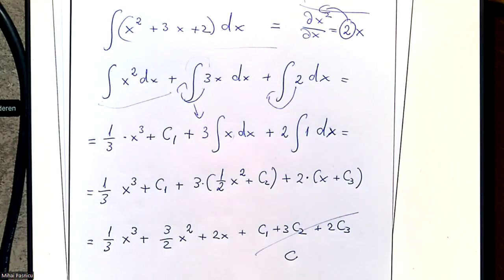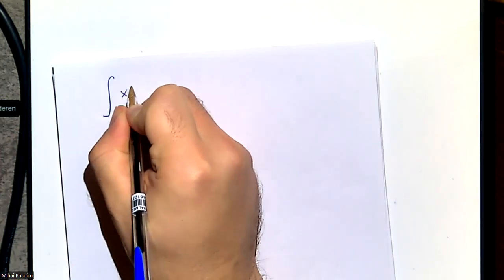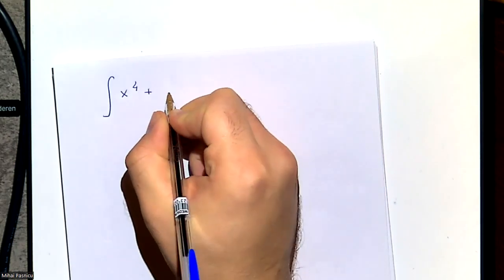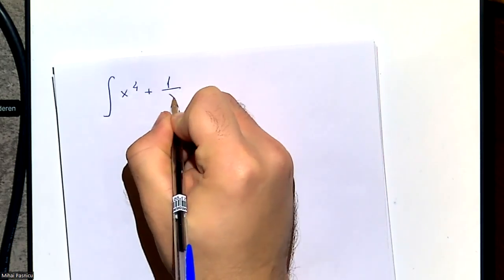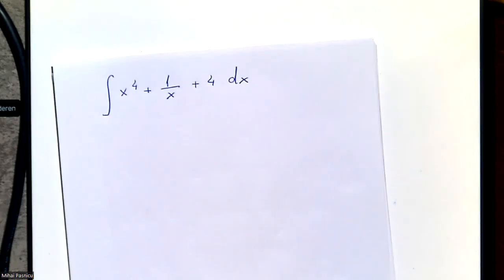So now let's just cook up a new example. I'm old, so I'll do the simple one and you guys are going to do the harder one because that's standard. So just compute integral of x to the fourth plus 1/x plus 4 dx. Okay, I'll give it, yeah, let's give it 5 minutes. Maybe too much.